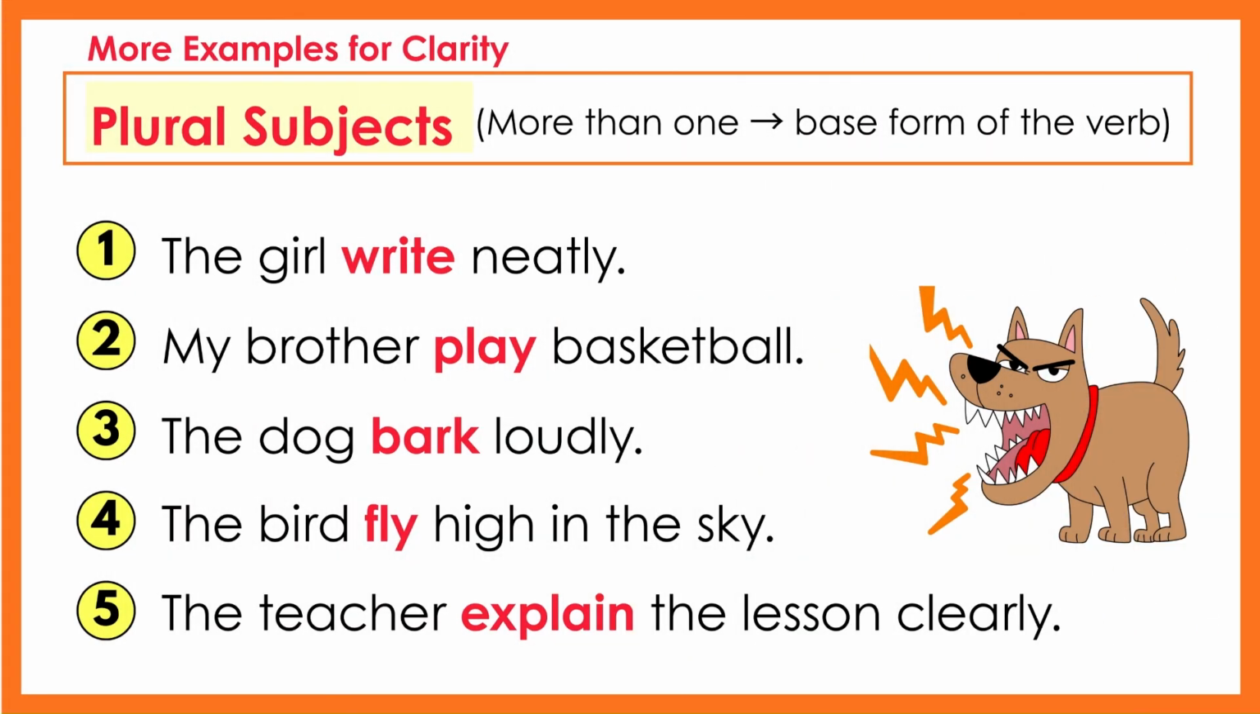Plural subjects: more than one, uses the base form of the verb. 1. The girl write neatly. 2. My brother play basketball. 3. The dog barked loudly. 4. The bird fly high in the sky. 5. The teacher explained the lesson clearly.